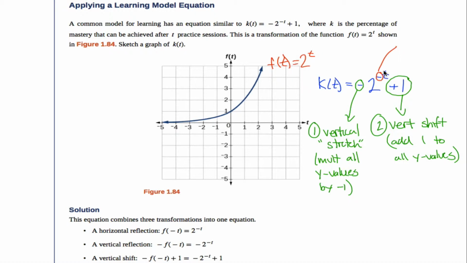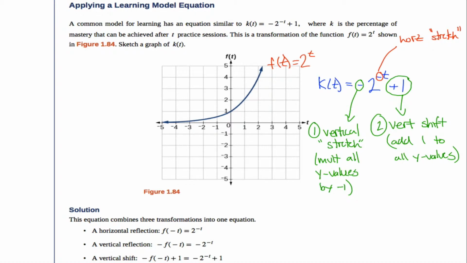In this case, I'm not multiplying the entire function. I'm not multiplying the output. I'm multiplying the input, the t value, by negative 1. So this is a horizontal stretch. And again, your book, and many books, will refer to this as a reflection, and they'll make it sound like it's some brand new type of transformation.